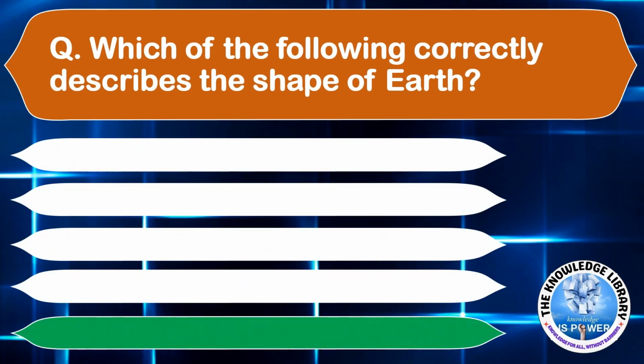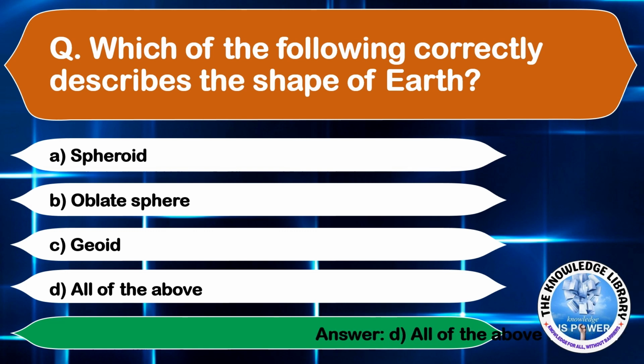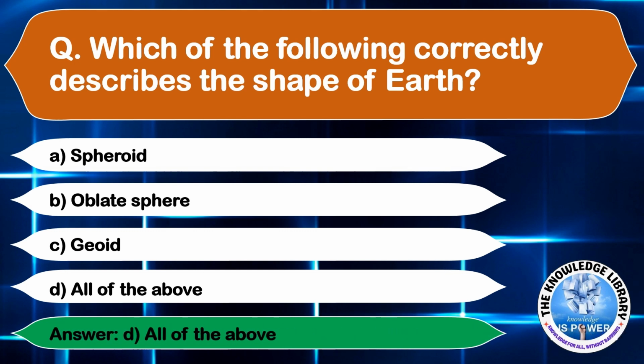Which of the following correctly describes the shape of the Earth? Option A, spheroid. Option B, oblate sphere. Option C, geoid. And option D, all of the above. The correct answer is option D, all of the above. Moving on to the next question.